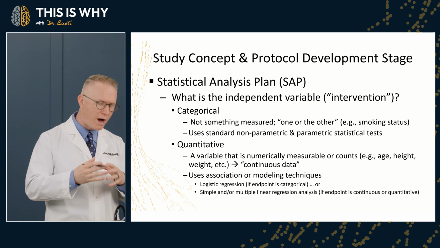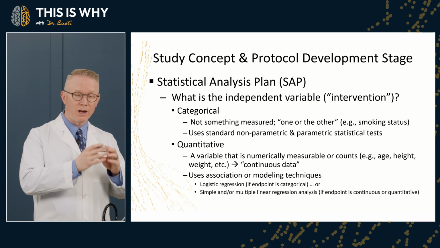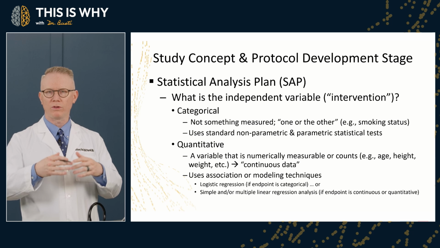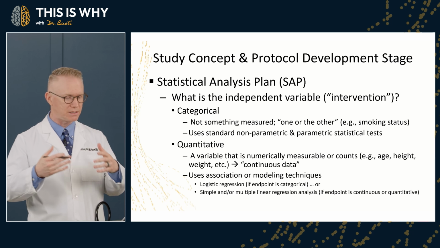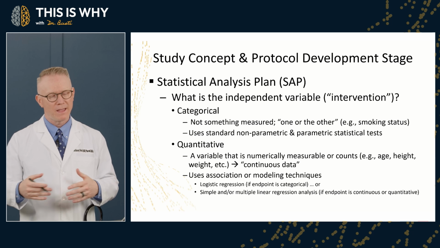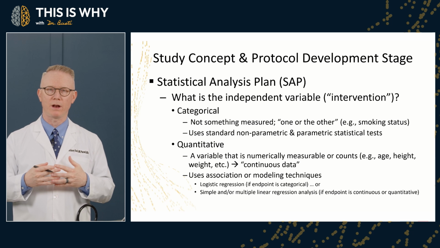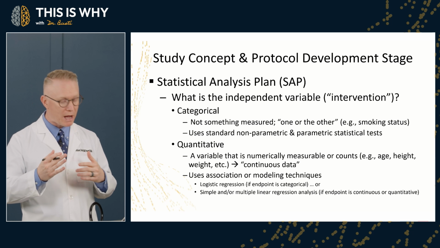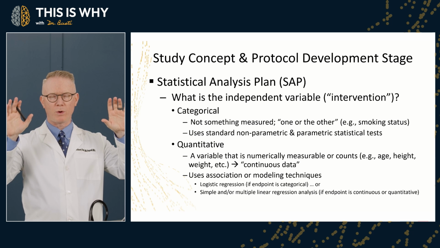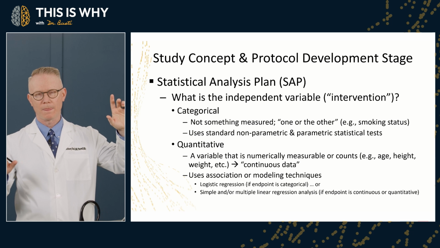And then there's the quantitative independent variable. And these are interventions that have a numerically measurable unit or have counts. Things like maybe age, height, weight, okay? Again, that typically doesn't apply a lot to all the things that we typically do. But when you're breaking down the independent variable, it becomes very important at the beginning, even though we follow most commonly categorical in our interventions.